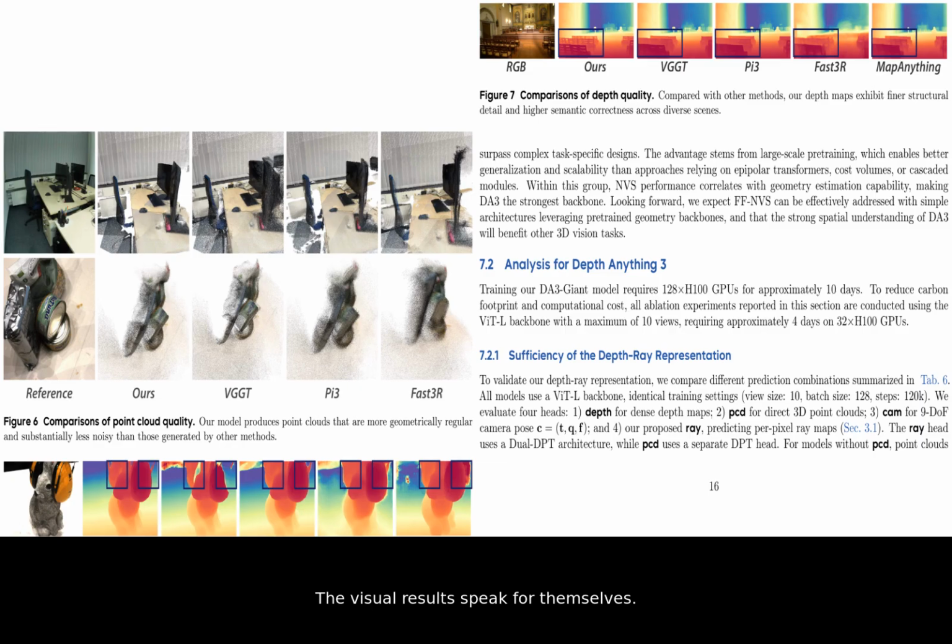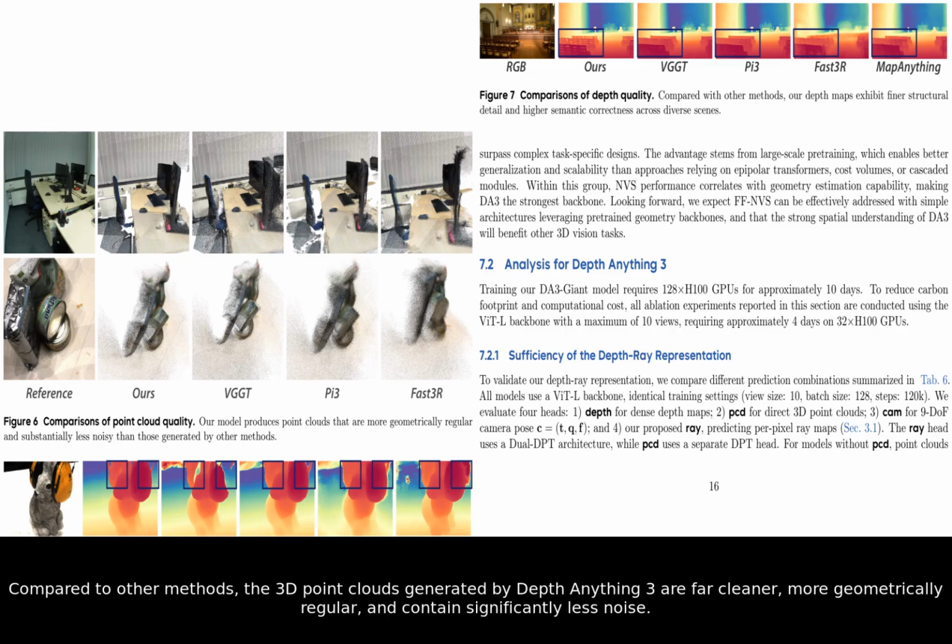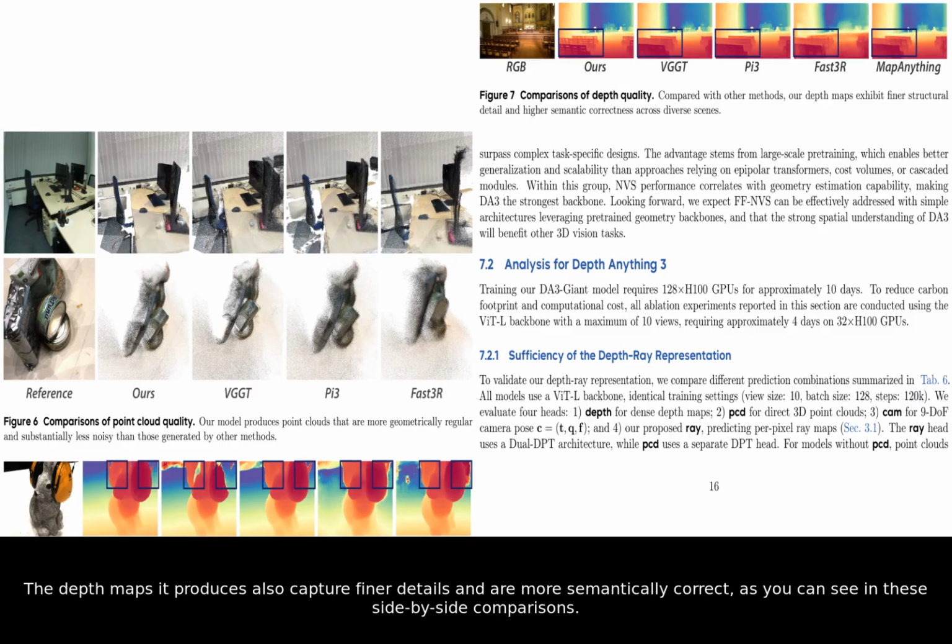The visual results speak for themselves. Compared to other methods, the 3D point clouds generated by Depth Anything 3 are far cleaner, more geometrically regular, and contain significantly less noise. The depth maps it produces also capture finer details and are more semantically correct, as you can see in these side-by-side comparisons.